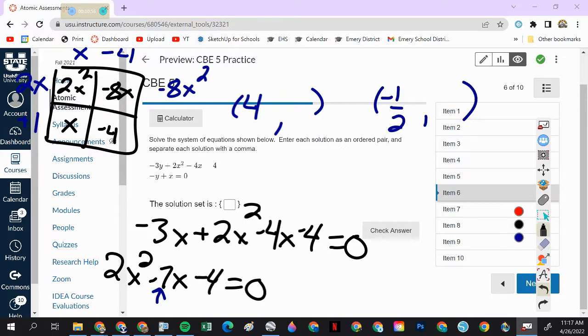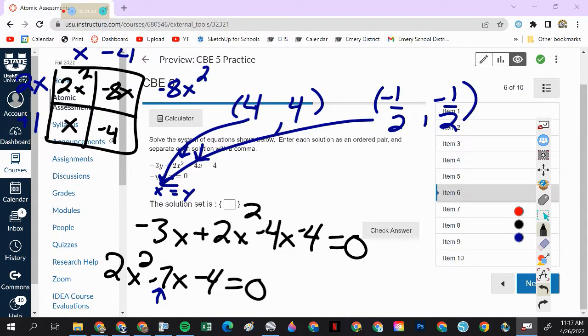Does everybody understand that? Now I can plug those in here if I would like and solve for y, but that's going to be a mess. I have another equation that says x is equal to y. So if I plug 4 in there, then I get a 4 here. If I plug a negative 1/2 in there, then I get a negative 1/2. So what we're looking at is a parabola, and it touches at negative 1/2, negative 1/2, and then at 4, 4. Parabola and a line.